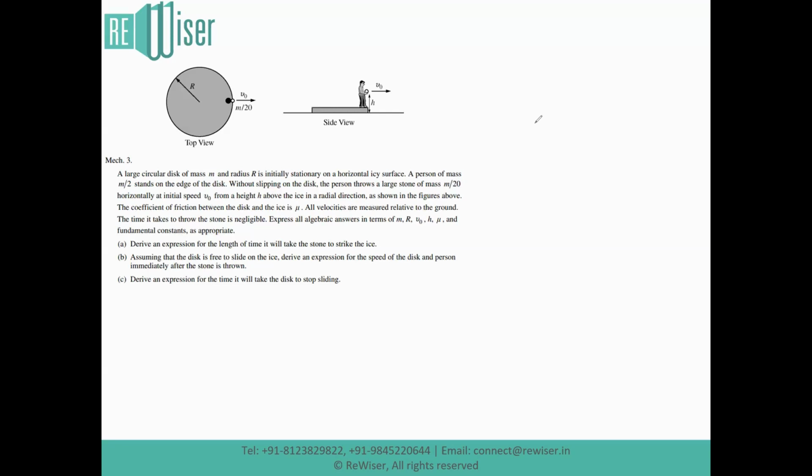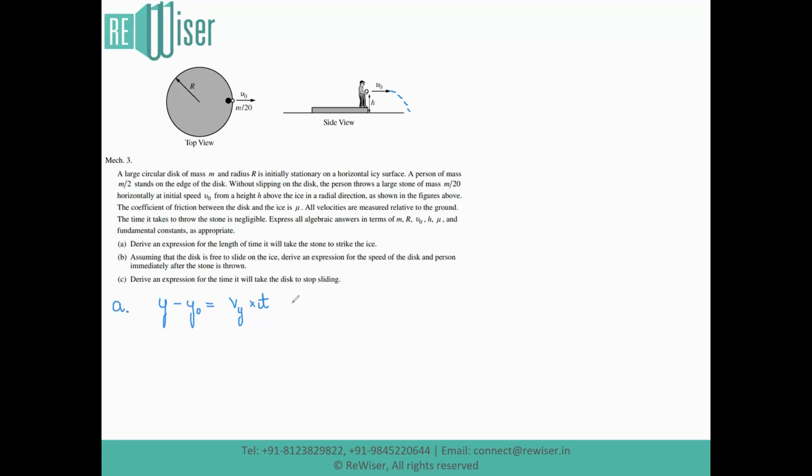Derive an expression for length of time it will take for the stone to strike the ice. Since there is gravity involved, the stone which is projected horizontally will obviously undergo projectile motion. And since it undergoes projectile motion, we will use the necessary equations under projectile motion. So under projectile motion, the vertical height y, which is h in this case, can be found out by the formula y minus y naught is equal to the initial vertical component of velocity vy times t plus or minus half g t square.